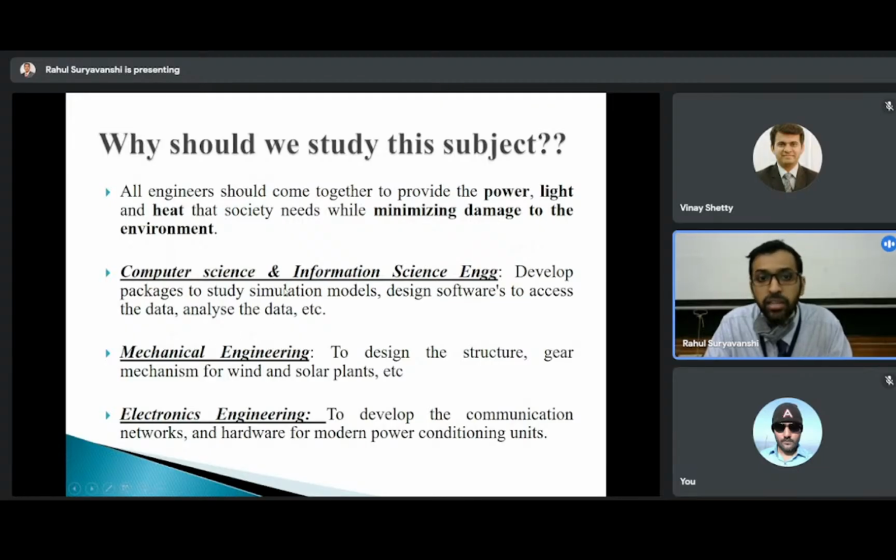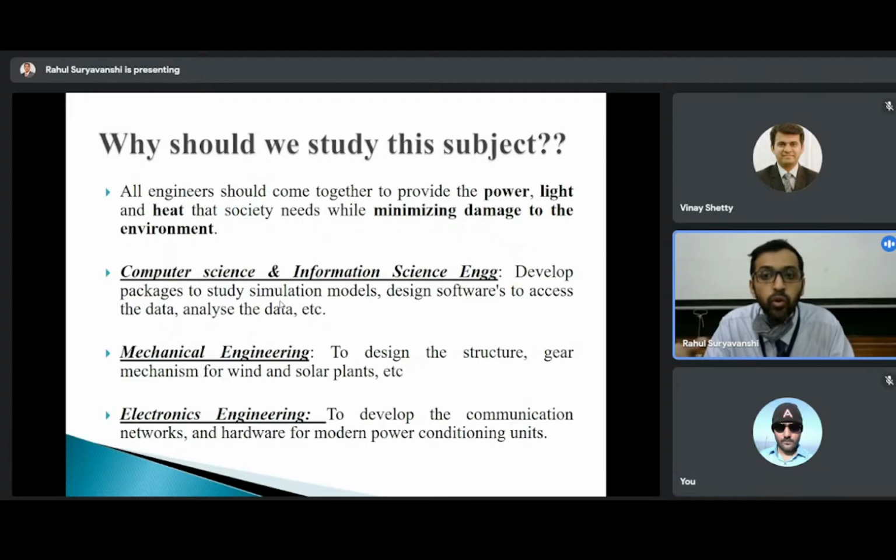Now, as we know, there are a large number of plants which are coming up, solar plants. For example, the solar plant in Karnataka is the world's largest solar plant. That is around 2000 plus megawatt at a single location. The total area of the solar plant is around 47 square kilometers. Now, when we talk about such installations, there is a requirement.